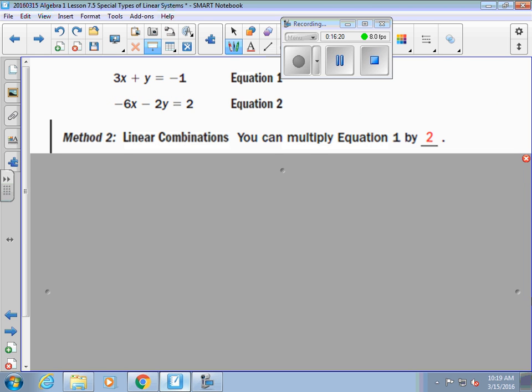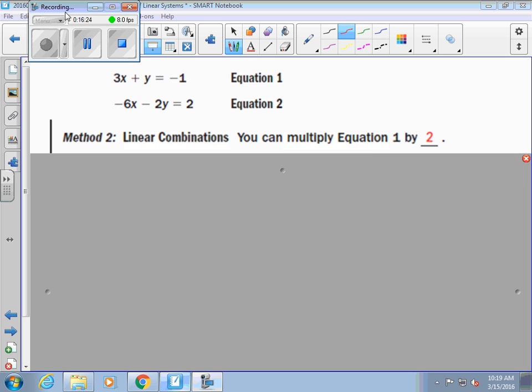Method number two is simply showing algebraically how to do it. This one's saying linear combination. So you have two equations, 3x plus y equals -1 and -6x minus 2y equals 2. They're stacked correctly. X is on top of x's, y is on top of y's, constants on top of constants. So what you want to do is get one of the variables to eliminate.